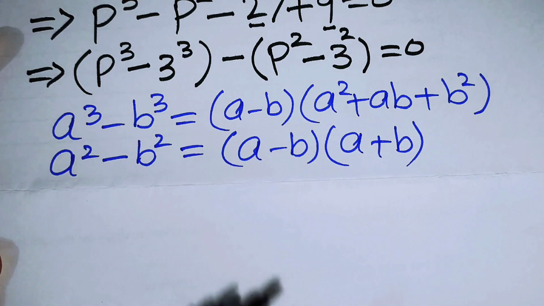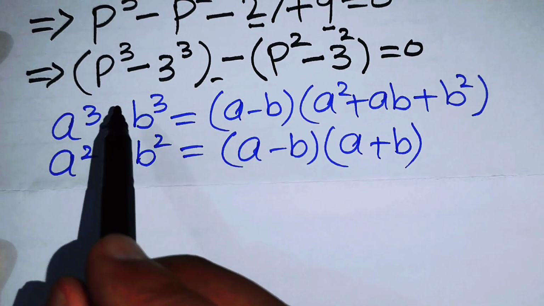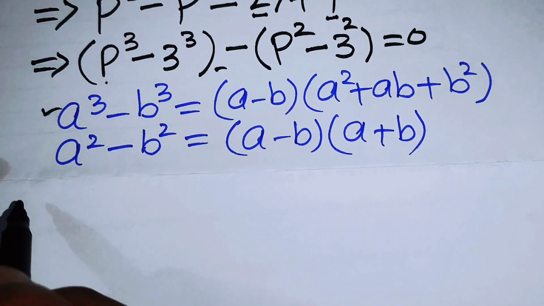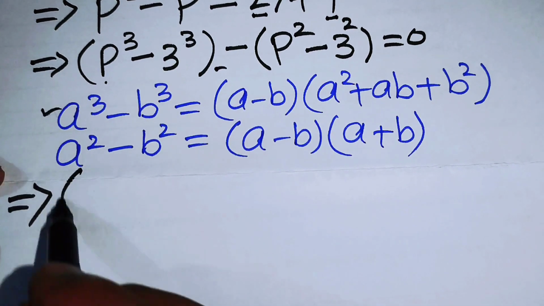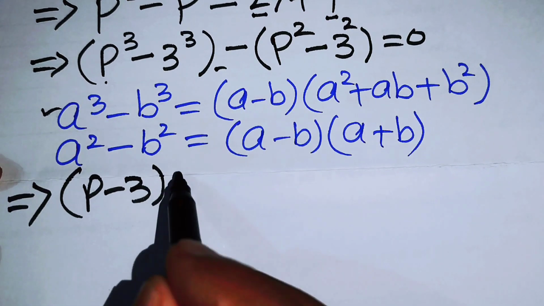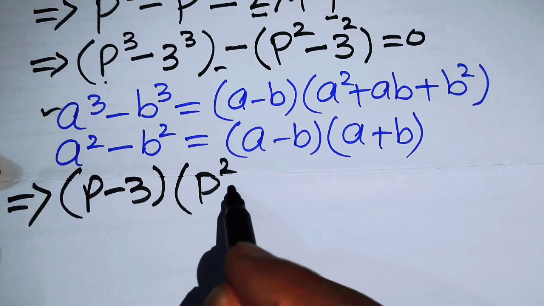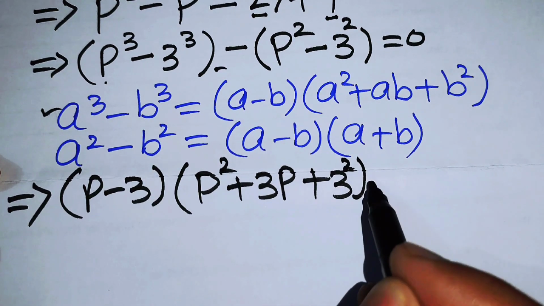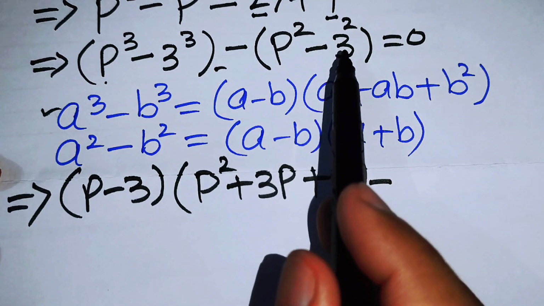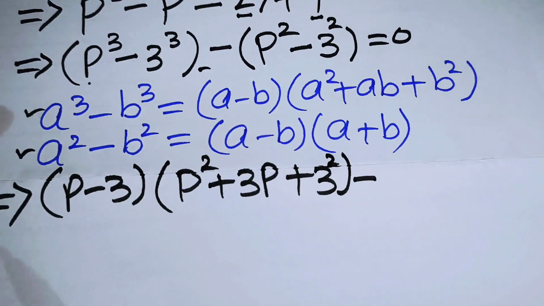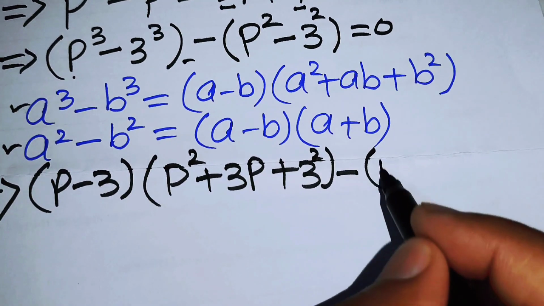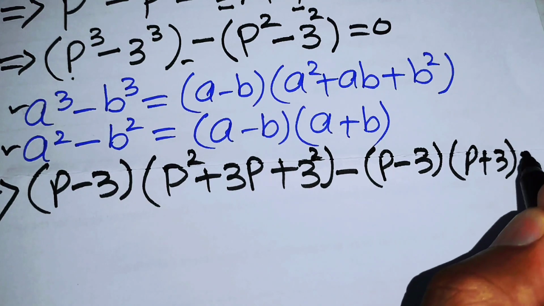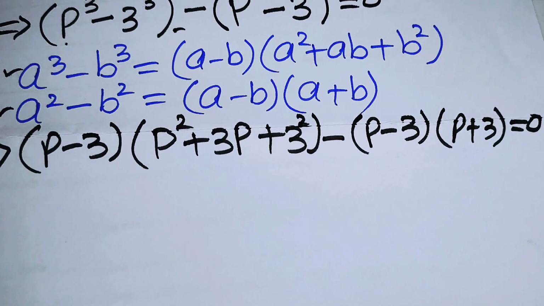First I can apply the cubic formula in this term. You just put a is equal to p and b is equal to 3 in this formula, and you get the output in this form: p minus 3 times of p square plus 3p plus 3 square, minus, here you have p square minus 3 square, and we will apply the square formula, and you get p minus 3 times of p plus 3, and the whole is equal to 0.